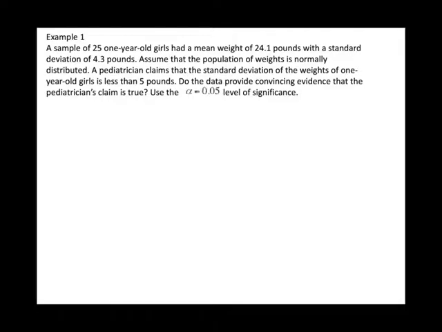Okay, let's try an example. A sample of 25 one-year-old girls had a mean weight of 24.1 pounds with a standard deviation of 4.3 pounds. Assume that the population of weight is normally distributed. A pediatrician claims that the standard deviation of the weight of one-year-old girls is less than 5 pounds. Do the data provide convincing evidence that the claim is true? Use significance level 0.05.